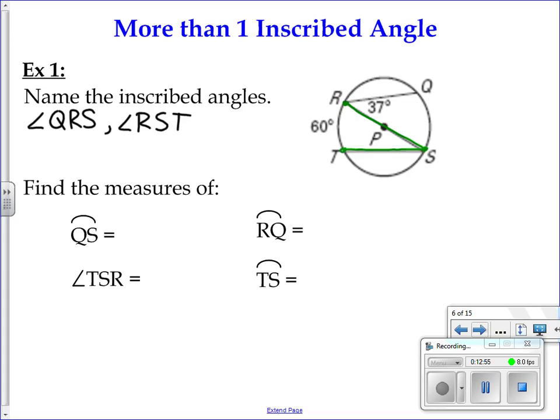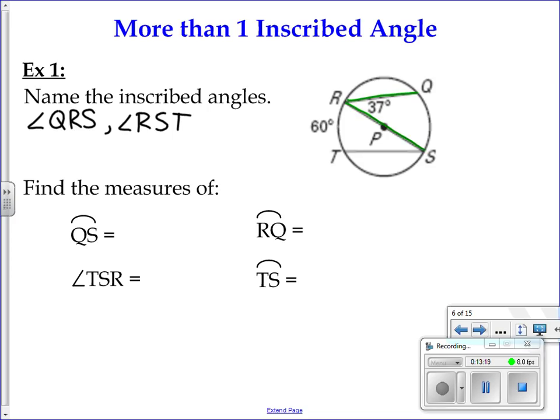All right, and then I don't see any other chords that are connecting to make a third inscribed angle. So now that I have this information, I'm going to find all these measures. I have 3 missing arcs and 1 missing angle. What I would do first is just start with your picture, label as much as you can on your own, then go back and we'll fill in the measures.